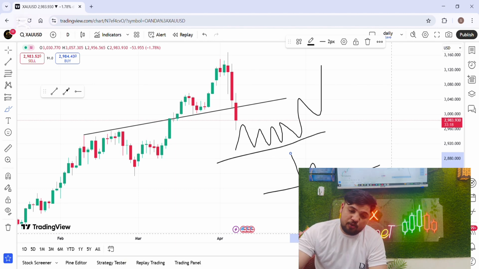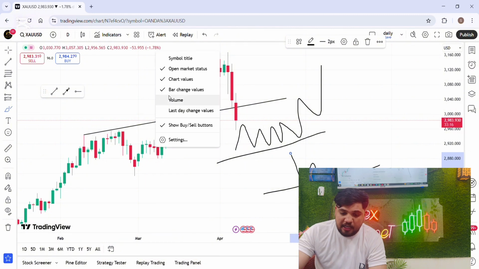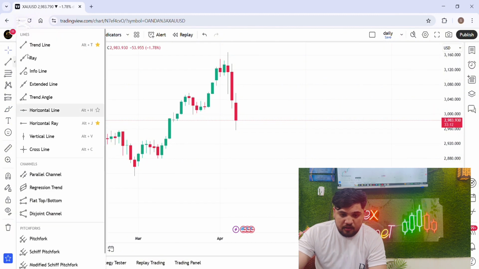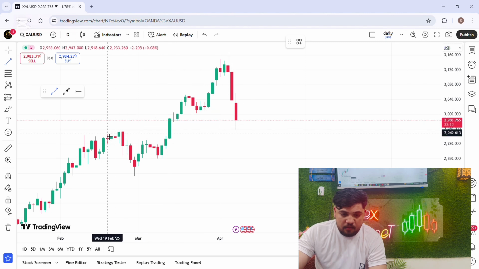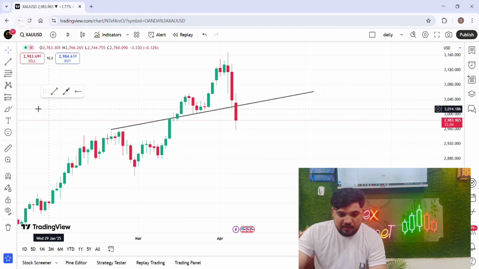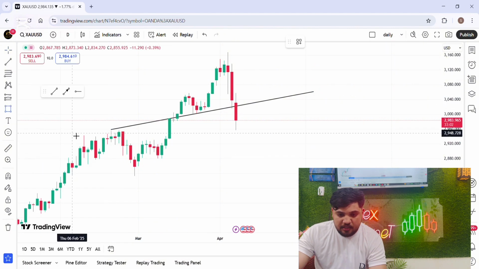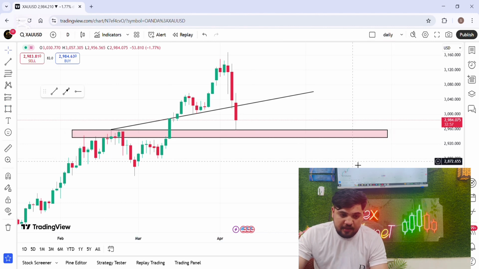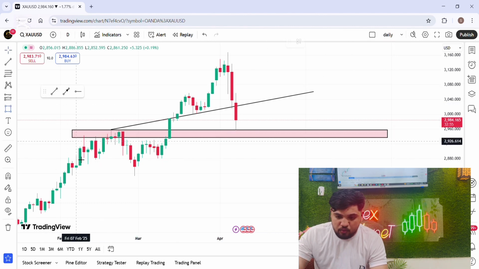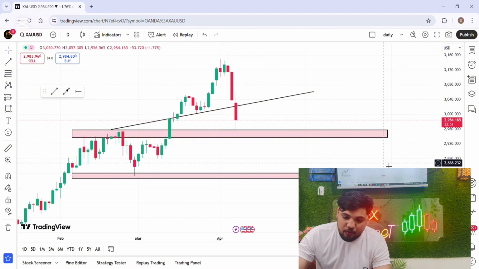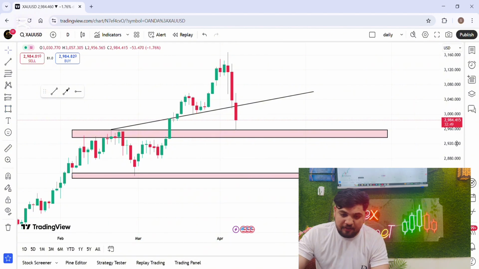Now we have 2 opportunities. First of all, let me remove these drawings so we can talk in detail, okay. Now there are 2 opportunities. Remember the weekly analysis, I told you the next target of the gold is 2984, and the very next target is 2840 if the market is going to break down its new support level, okay.